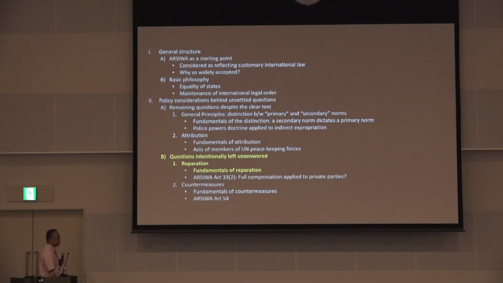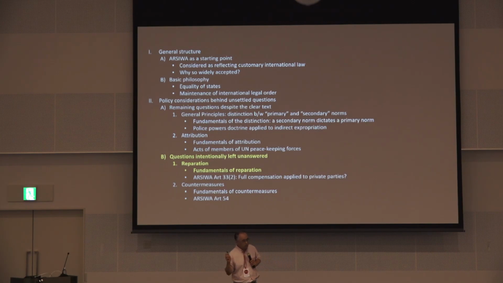Let's go to other sets of questions. The International Law Commission considered that there was a clearly established distinction between primary and secondary rules, and there's no question of attribution regarding Article 4, and we have seen that there are, in fact, questions behind those clear rules. But now, there are at least two issues with respect to which the International Law Commission itself recognized that some problems remain, unsettled issues.